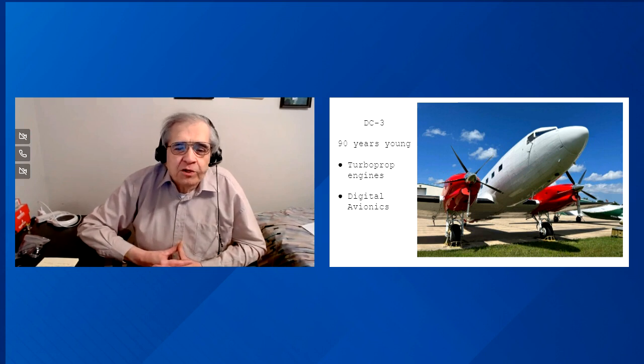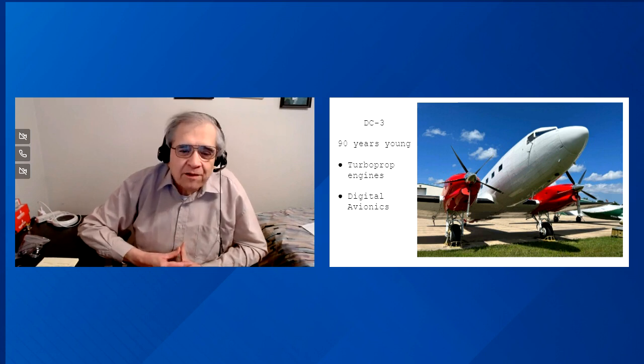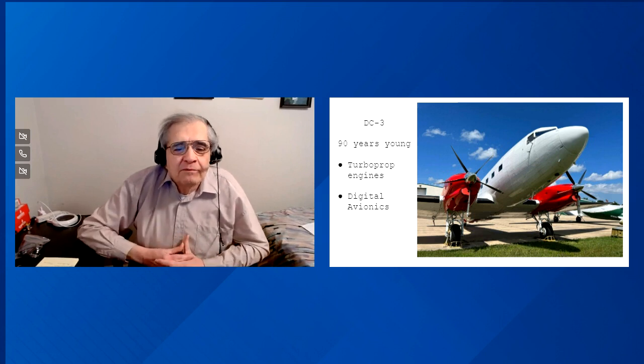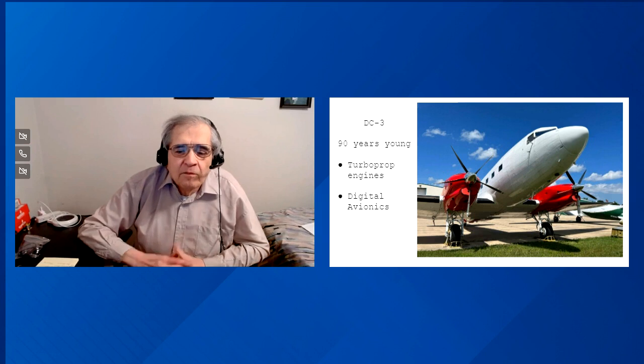that, with few additions and improvements, such as turboprop engines instead of piston engines, and digital avionics instead of analog instrumentation, is a functional product that represents a system that can be readily used after a series of improvements and enhancements. So having that in mind, I'm going to pass it on to Rob, and you can take it away, Rob.